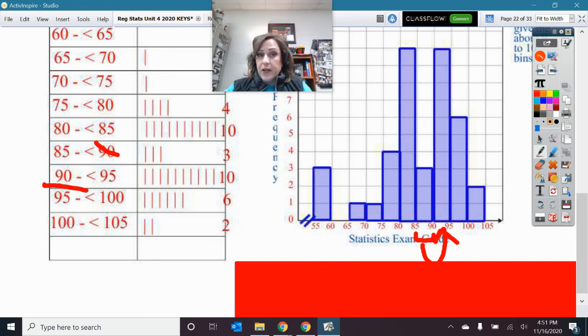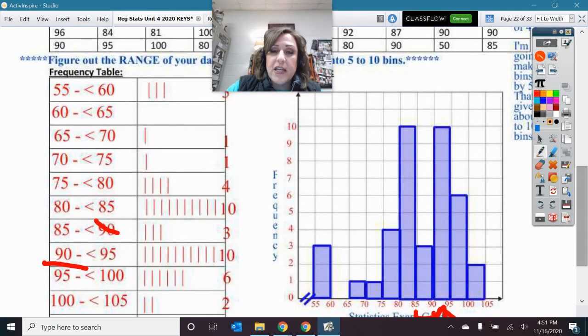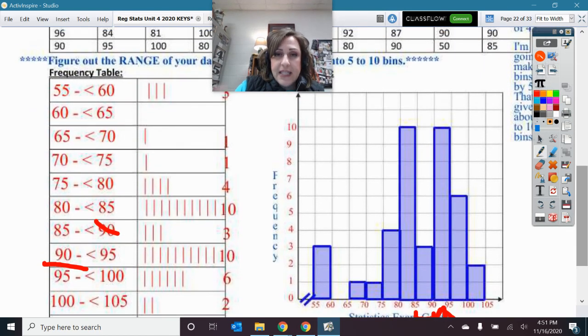Okay, very important. All right, so once you do that, notice I have frequency over here on the left. And once I've got that done, then here I have my marks, and I just made it go up to the top and then colored it in. That part's easy. It's getting everything in the right bin first. That's difficult. Okay, that's histogram.